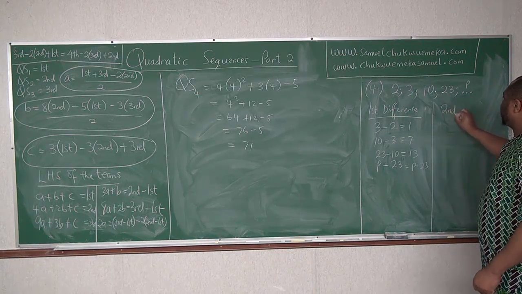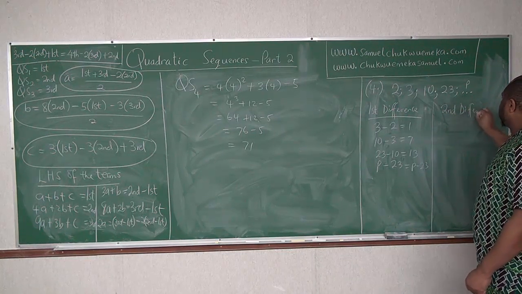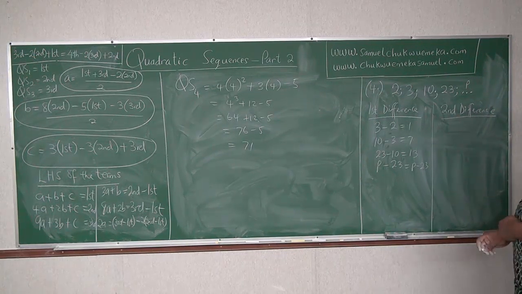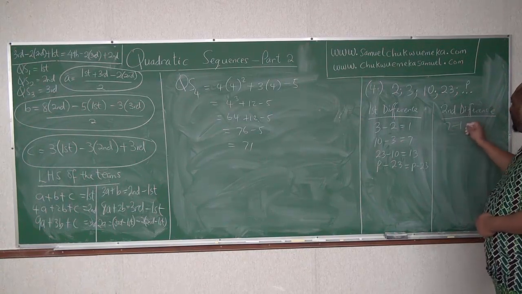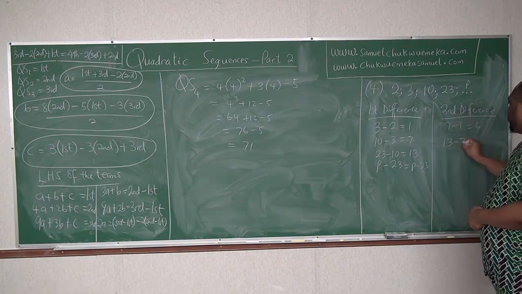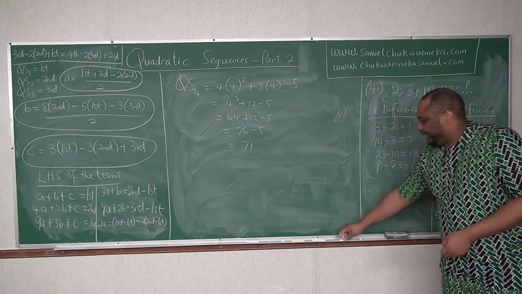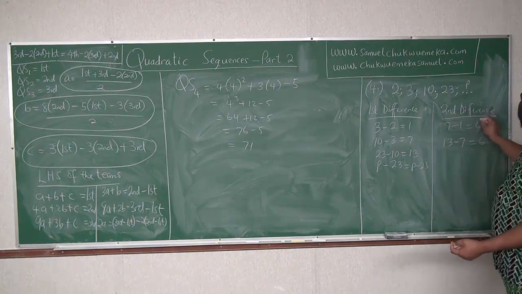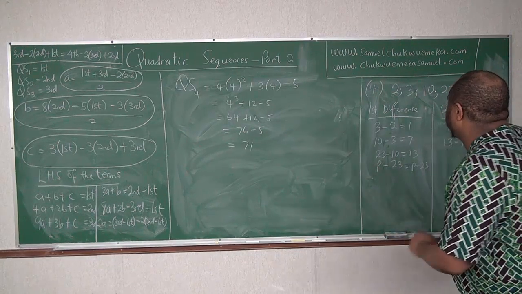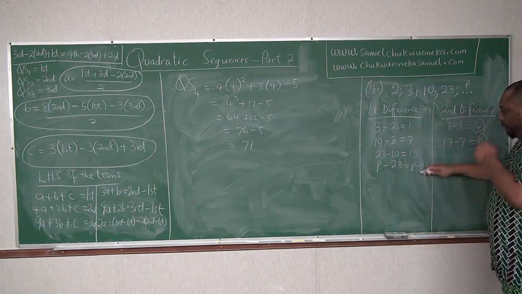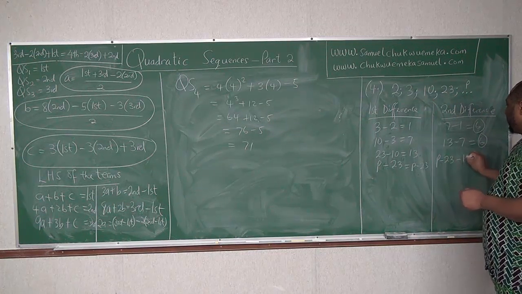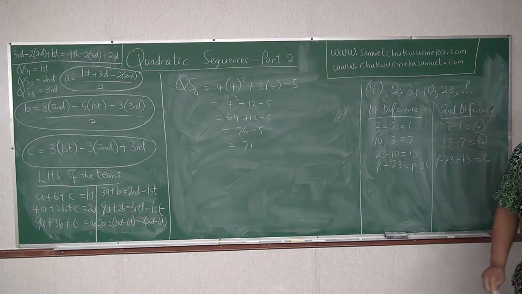Second difference. We have 7 minus 1 is 6. 13 minus 7 is 6. Okay, this tells you that it is a quadratic sequence. It has a common second difference. Now we do this minus this. P minus 23 minus 13 should give us 6.